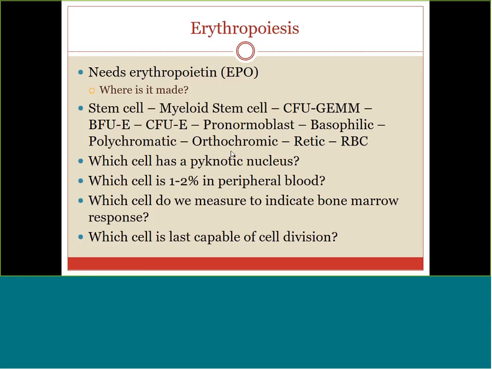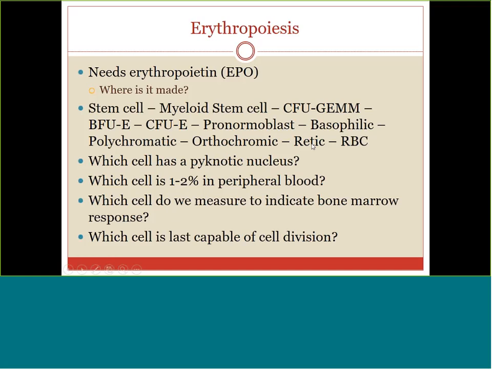So that would be a very key sign of an orthochromic, is having that pycnotic nucleus. Which of the following is 1 to 2% in the peripheral blood? And that would be your reticulocyte counts. So we, at any time, have roughly 1 to 2% retics floating in our blood.